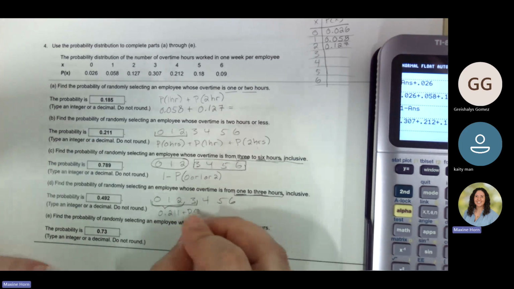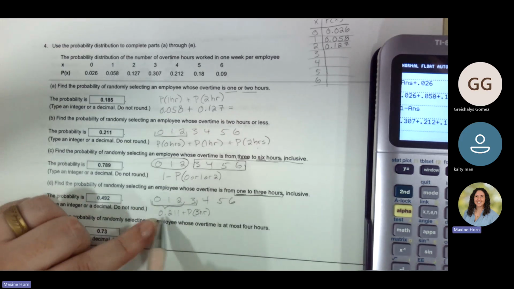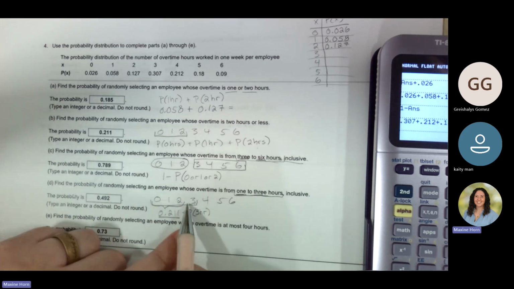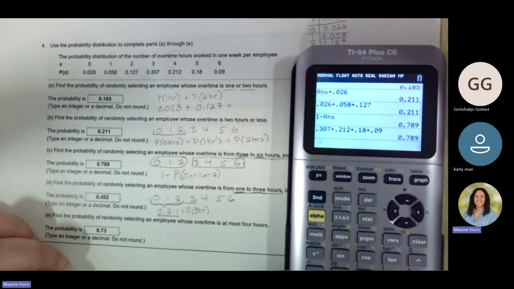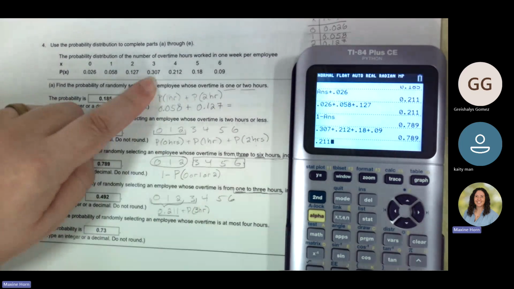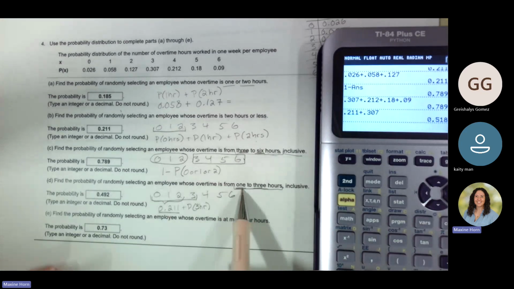So then we have this part, the 0.211, and then we also have to add the probability of 3 hours to that. In my calculator, I'm going to go 0.211 because that's 0, 1, and 2, and then to that I'm going to add the probability of 3. Oops, did I plug something in wrong? 0, 1, and 2, 0.317. Oh, I'm so sorry.